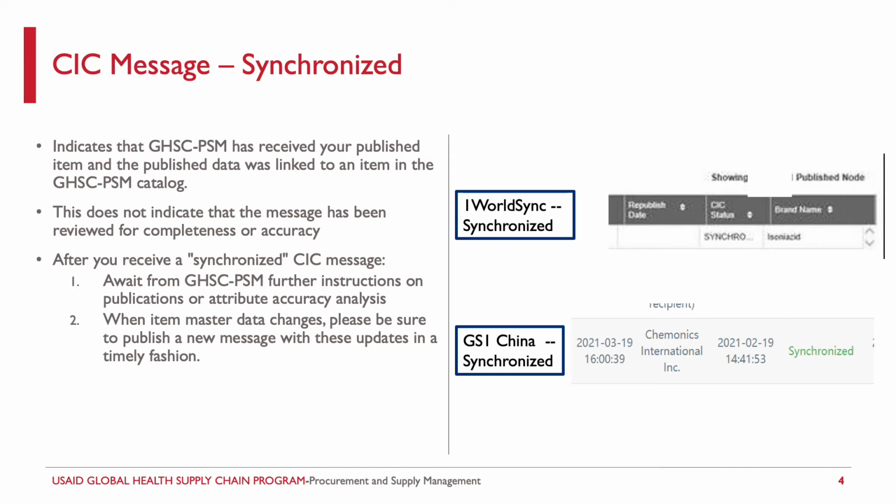After you receive a synchronized CIC message, please await further instructions from GHSC-PSM on publications or attribute accuracy analysis. If and when item master data changes, please be sure to publish a new message with these updates in a timely fashion as part of the GDSN best practices.